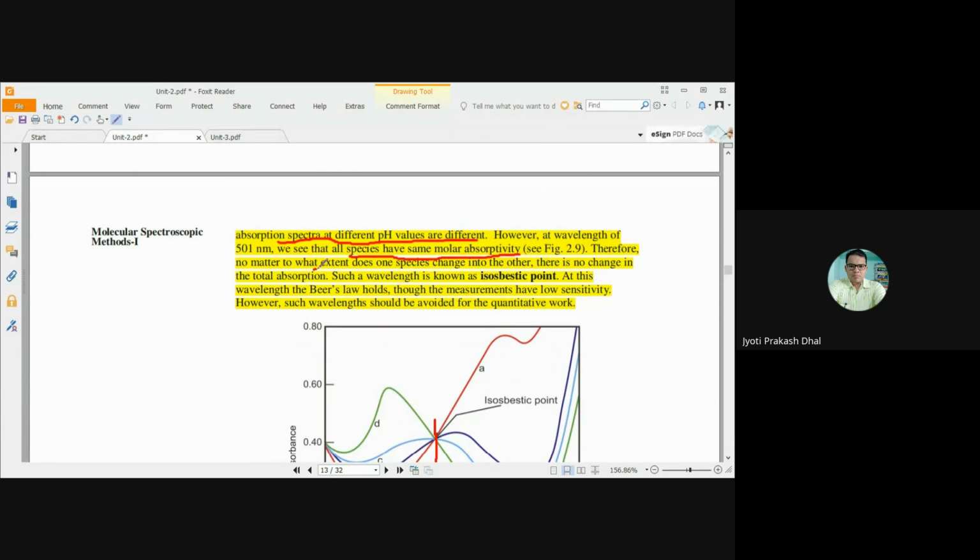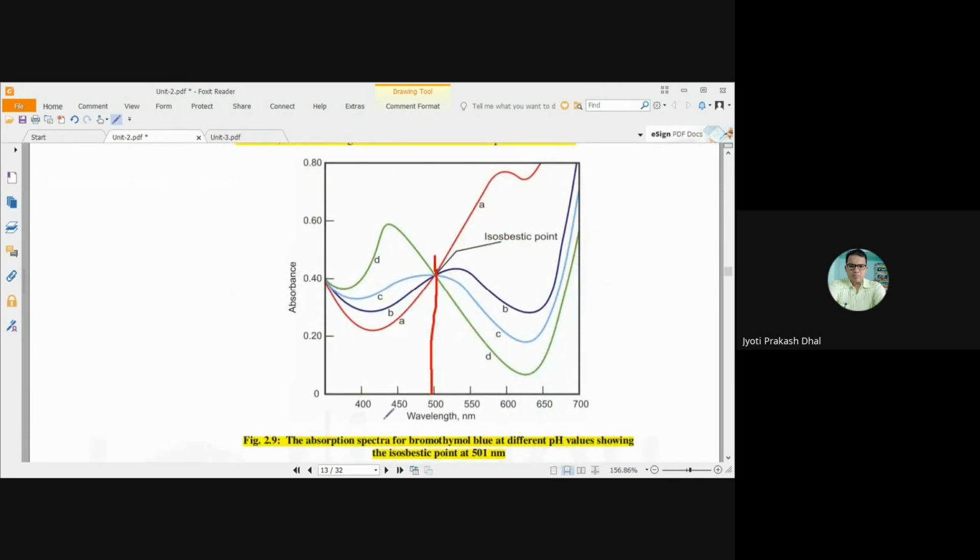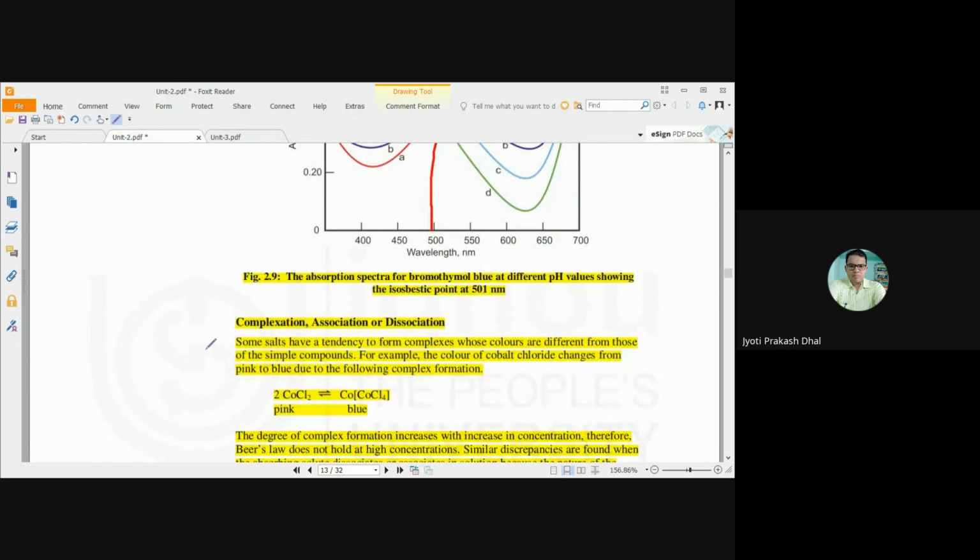Therefore, no matter to what extent one species changes into another, there is no change in total absorption. Such a wavelength is called the isosbestic point. So at this wavelength, Beer's law holds good. At other points, Beer's law does not hold good.